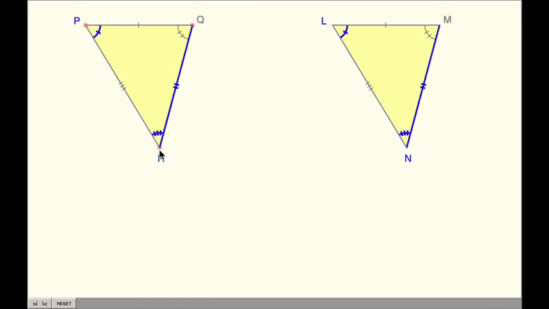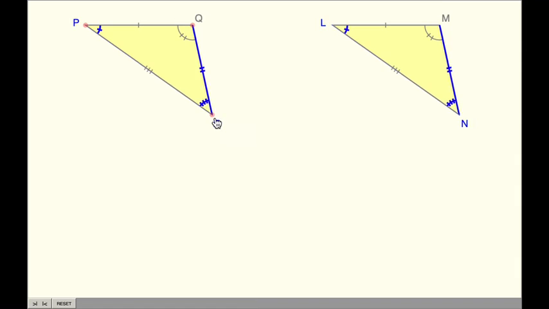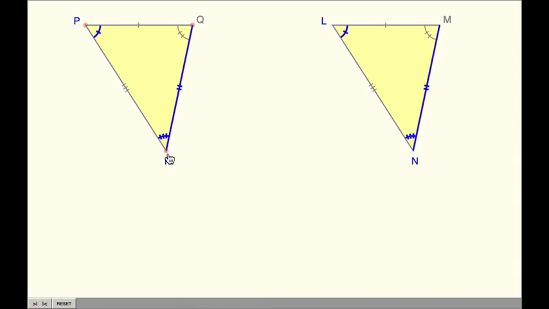If I keep my angle P and R being the same, and then the side RQ is the same, there's no other way I could create a different triangle. So if I took this side right over here and I moved it so it went like that, that's going to change the angles. So to keep the angles the same and the side being the same from triangle to triangle, there's no other way that you can do that.